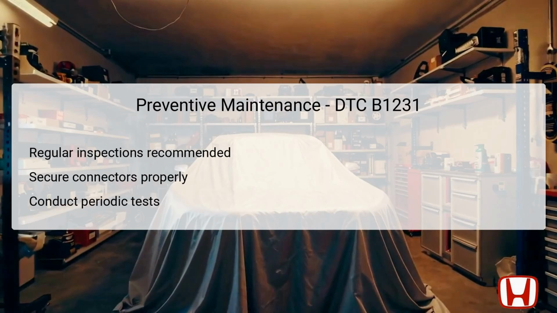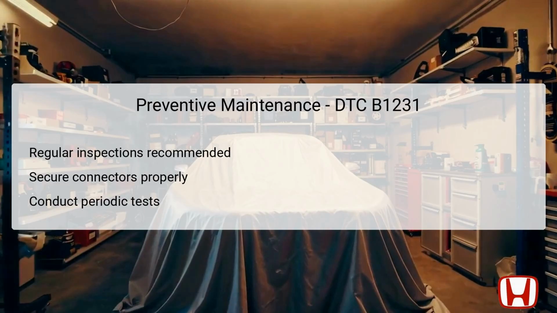Preventive maintenance is vital for the longevity and functionality of the evaporator temperature sensor circuit to avoid future issues similar to DTC B1231. Regular inspections of the electrical connectors and wiring associated with the climate control system can help detect any signs of wear or damage before they lead to malfunctions.